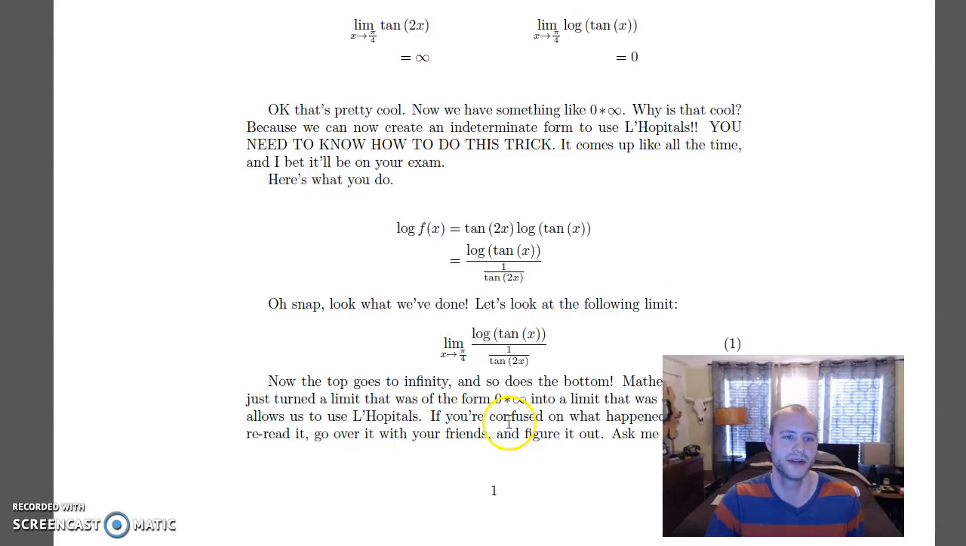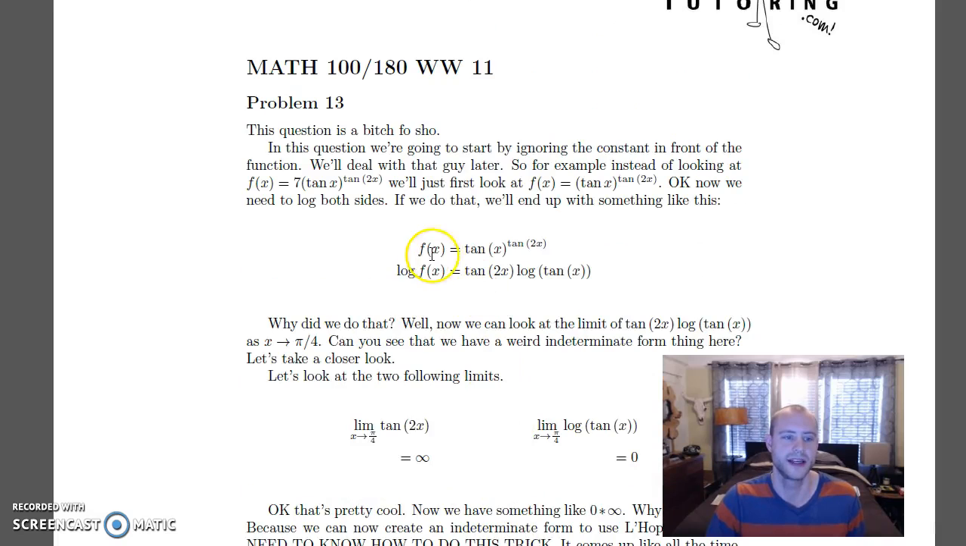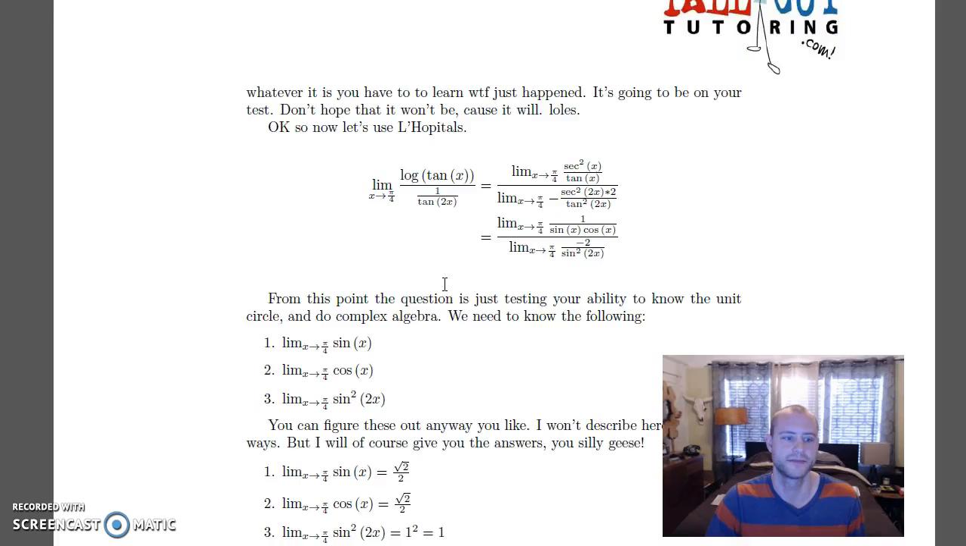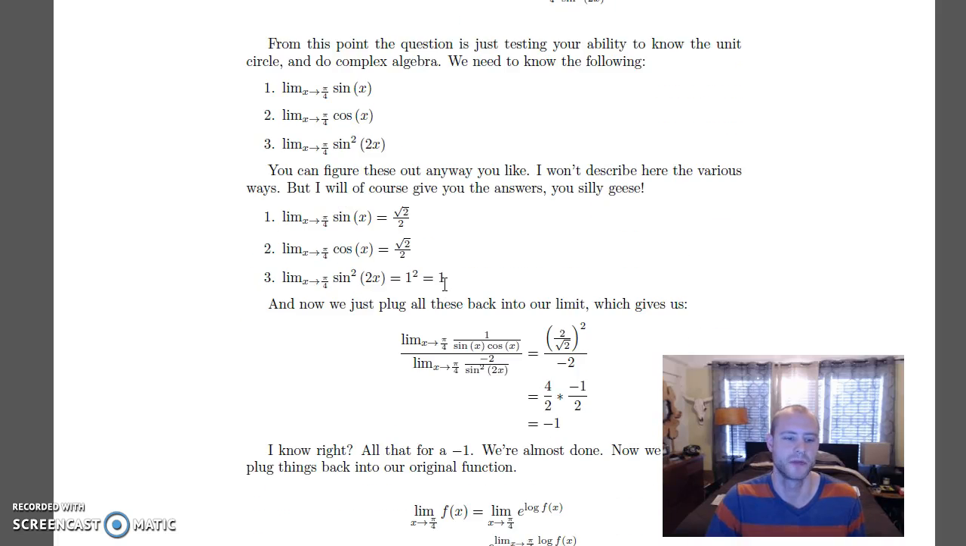If you remember, we did this little trick up here. We didn't take the limit of f at x as x goes to pi over 4. We took the limit of log of f at x as x goes to pi over 4. So now how are we going to use log of f at x? Well, we can use this trick here.